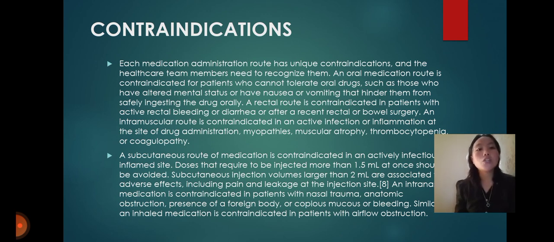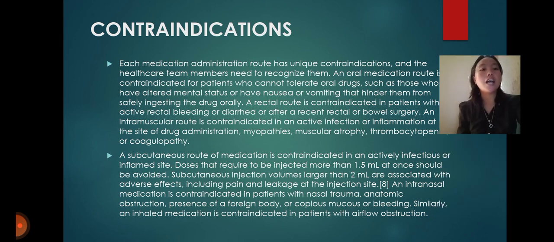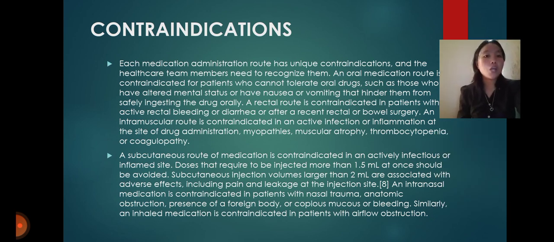Subcutaneous route medication is contraindicated in an actively infectious or inflamed site. Doses that require to be injected more than 1.5 ml at once should be avoided. Subcutaneous injection volumes larger than 2 ml are associated with adverse effects including pain and leakage at the injection site. An intranasal medication is contraindicated in patients with nasal trauma, anatomic obstruction, presence of a foreign body, or obvious mucus or bleeding. Similarly, inhaled medication is contraindicated in patients with airflow obstruction.